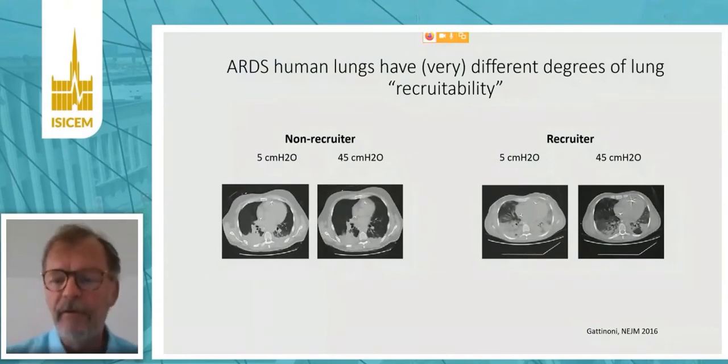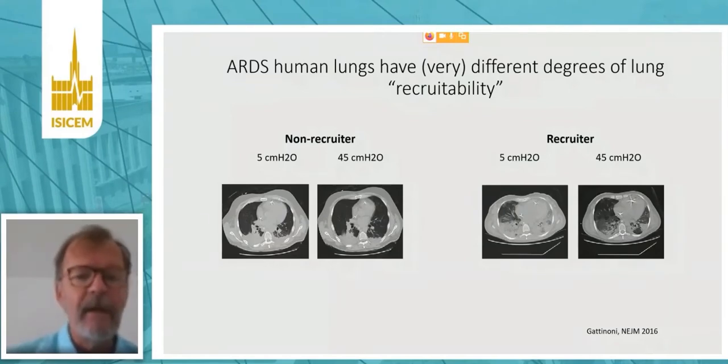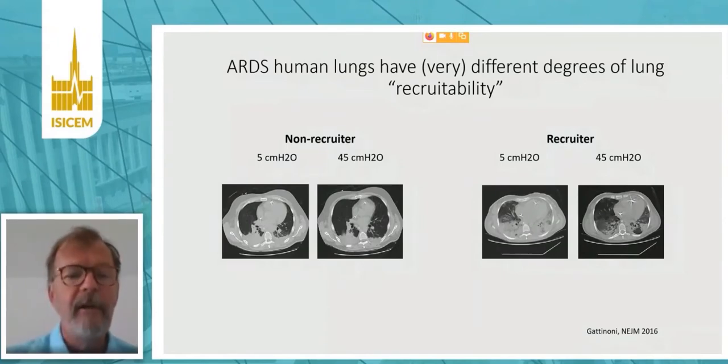It's a complicated technique, which unfortunately cannot be used at the bedside. But you have here a very nice example of two patients from the series published by Luciano Gattinoni. On the left, you have a patient who is not a recruiter, who is at 5 and 45 centimeters of water, presenting exactly the same density, so it did not reopen under high pressure. The patient is not a recruiter. But on the right side, you see that a lot of the density, which means the non-aerated part of the lung, has reopened under high pressure, 45.